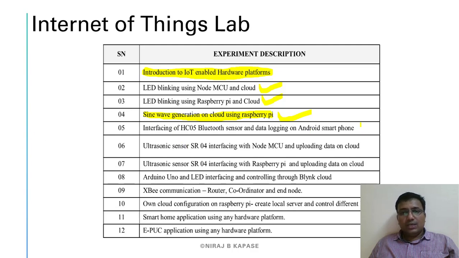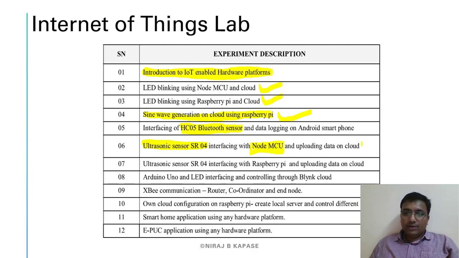Then we are going to see a data logger system with an Android phone using the HC05 Bluetooth sensor. HC05 is a Bluetooth module, and we will use it for data logging onto Android phones. Then there is ultrasonic sensor SR04 interfacing with NodeMCU for uploading data onto the cloud. We will note down all the distance parameters onto the cloud.